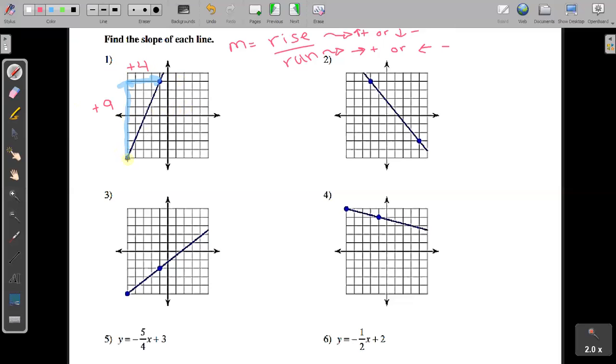So it's rise over run. Rising was 9, and it's positive. Running is 4, which was positive. So we have our slope 9 over 4. And 9 over 4 we cannot simplify, so we're just going to leave it as is.